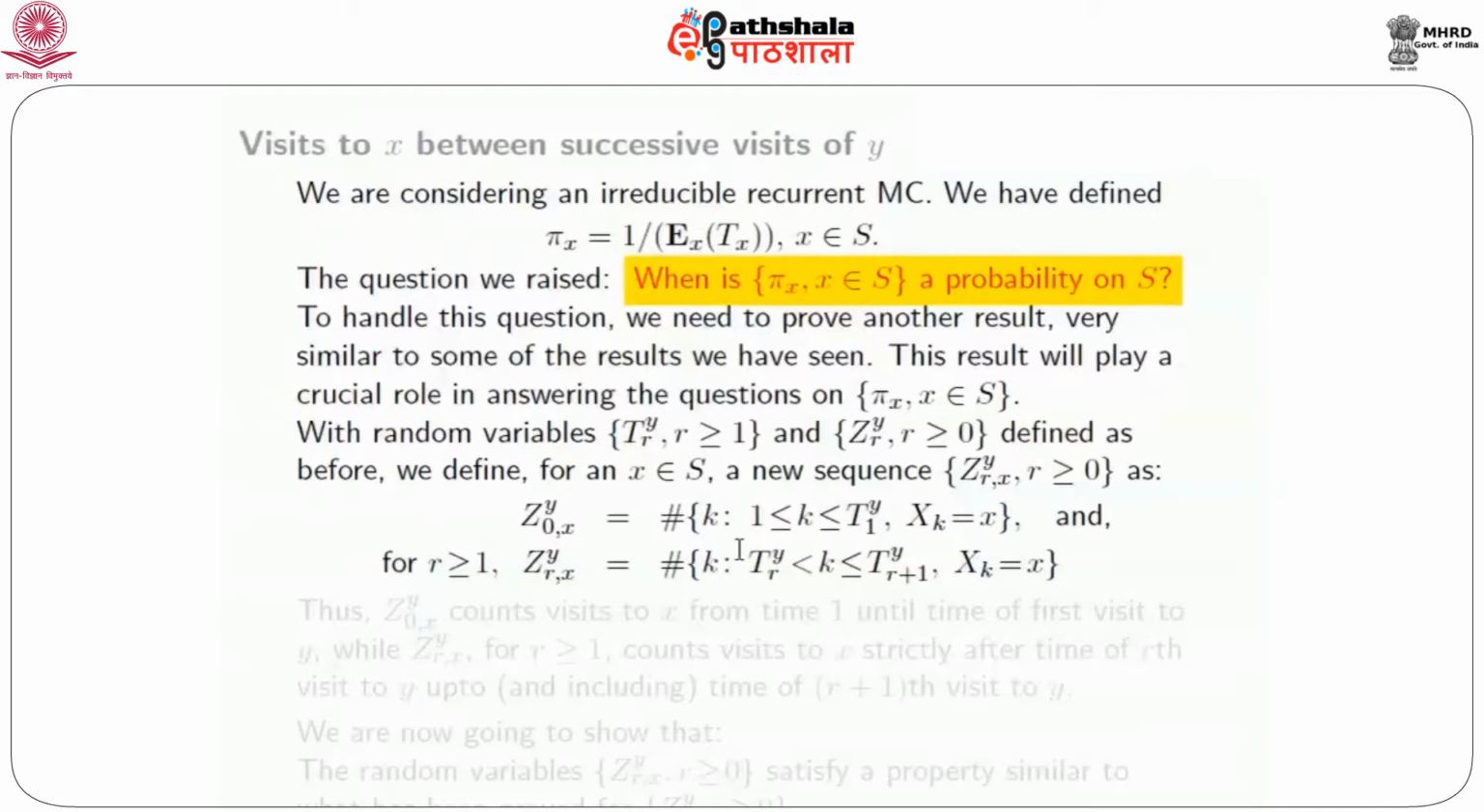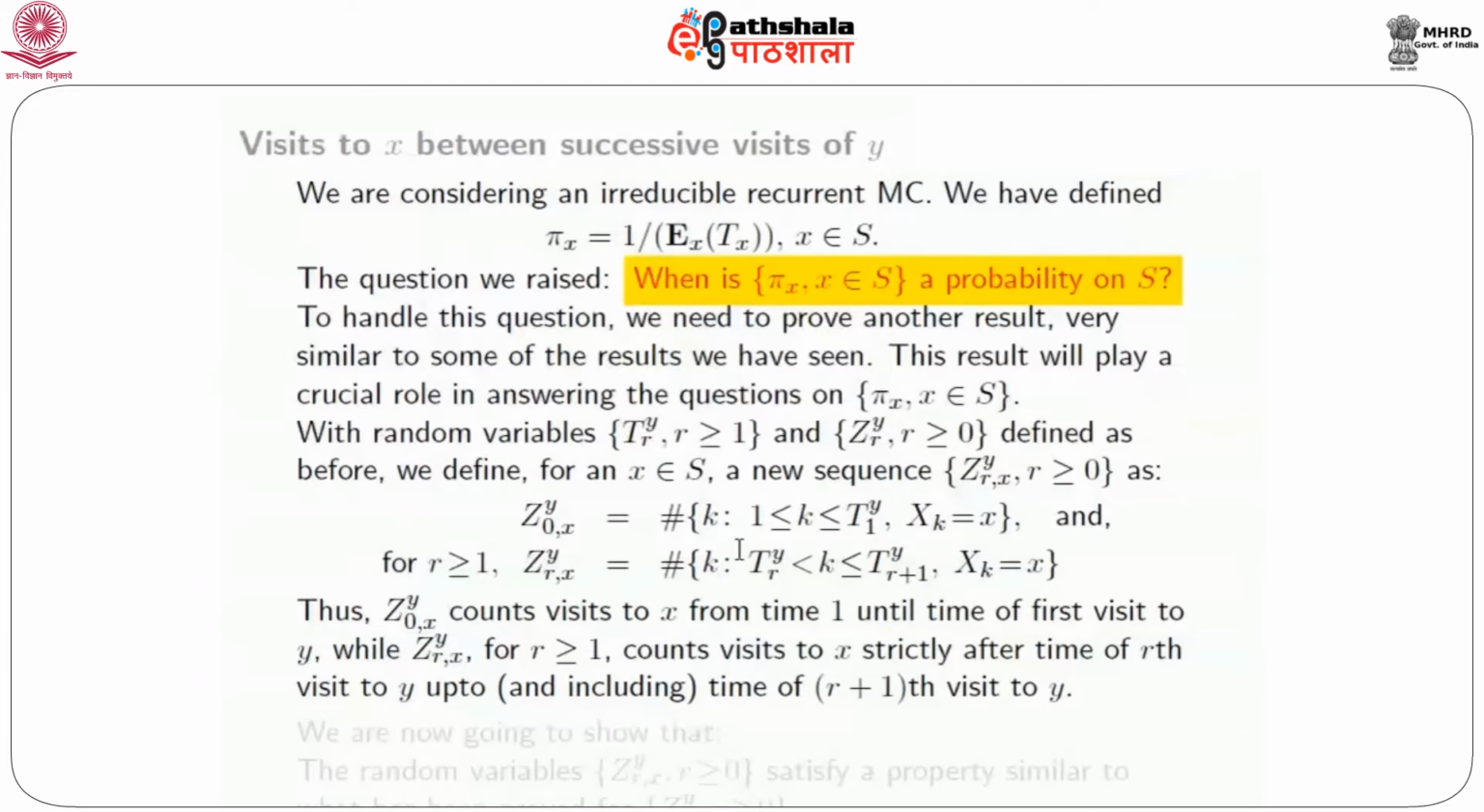If you look at this definition, basically Z_0,x,y counts the visits to x from time 1 until the time of the first visit to y, so we are looking at all k between 1 and T_1,y. On the other hand, for r greater than or equal to 1, the k varies between T_r,y and T_r+1,y, excluding T_r,y but including T_r+1,y. So it counts visits to x strictly after the time of the rth visit to y, up to and including the time of the (r+1)th visit to y. It's basically trying to count the number of visits to x between successive visits to y.